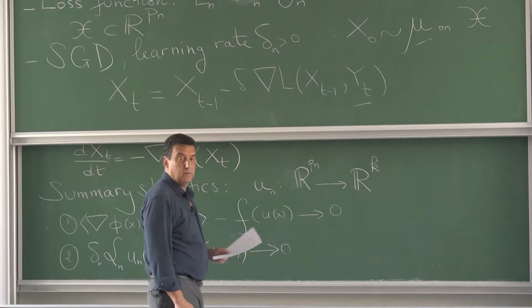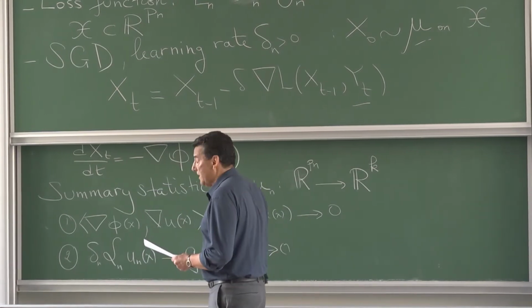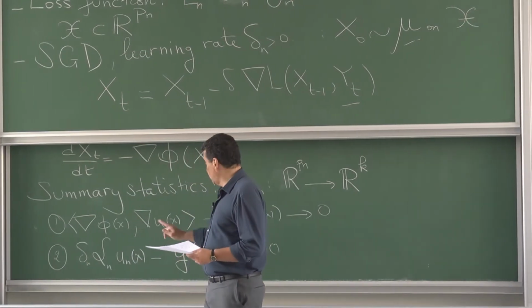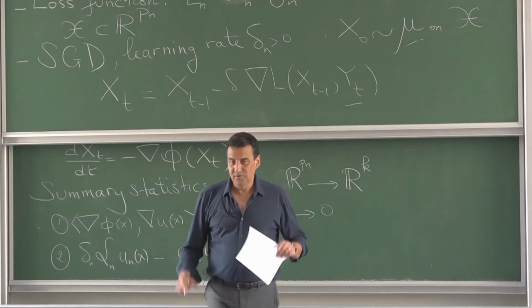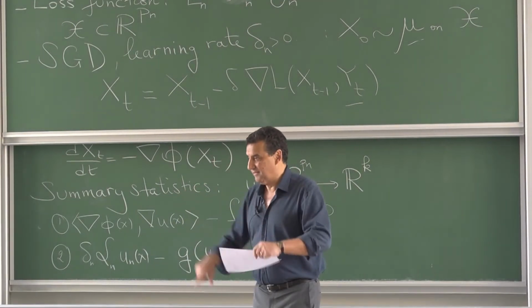Sorry, here the average is over what? No, it's not an average. It's just the inner product. Okay, yeah. No, it's not an average. I never note averages like that. That's a physicist thing.